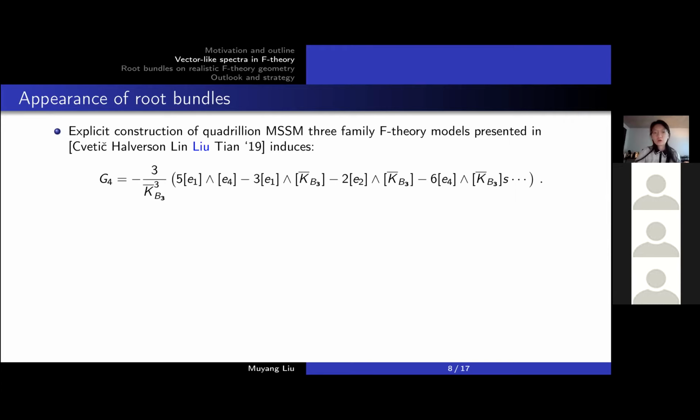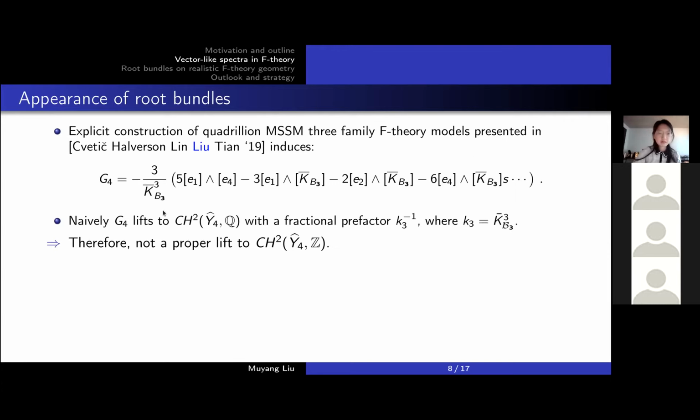But unfortunately, with the rational prefactor 3 over K-bar cubed, where K-bar is the anti-canonical divisor of the base, the overall G4 leads to H^{2,2} over Q. Therefore, it is not a proper lift to H^{2,2} over Z.